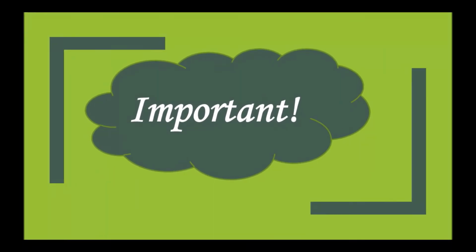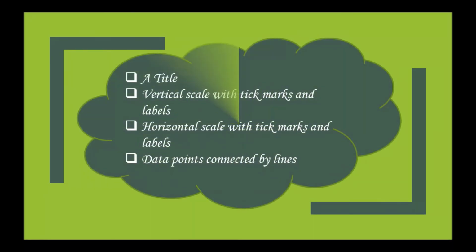Now, important points to remember in a line graph. A title. Vertical scale with the tick marks and labels. Horizontal scale with tick marks and labels. Data points connected by lines. So these 4 things should be there in your line graph.